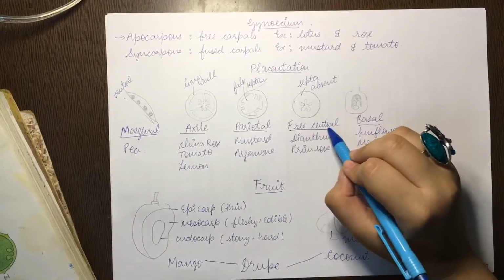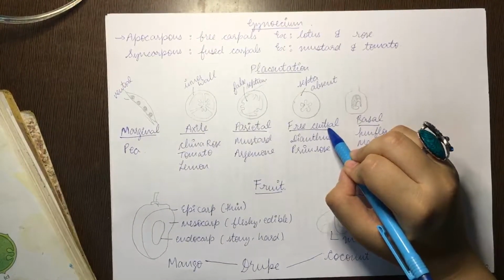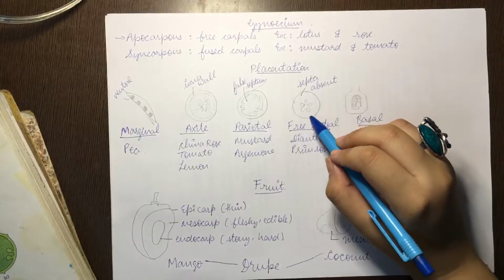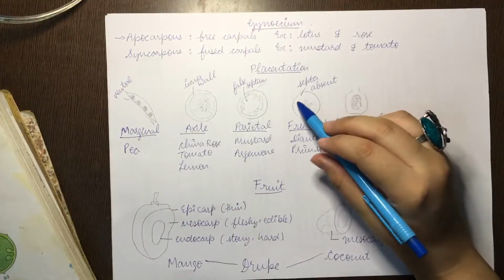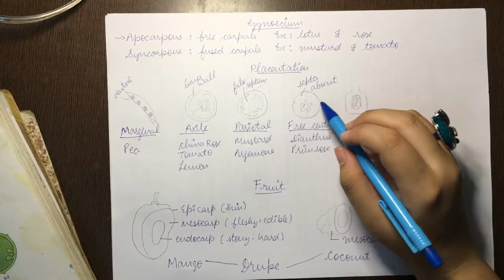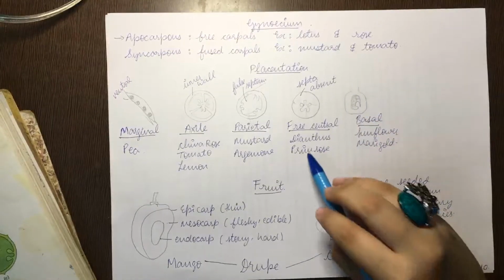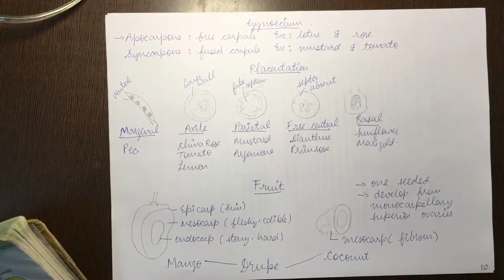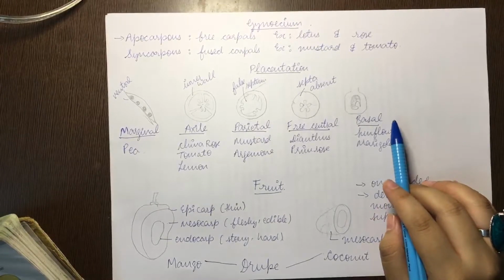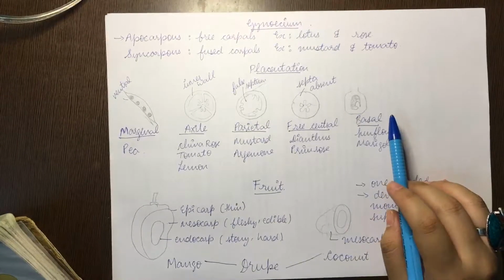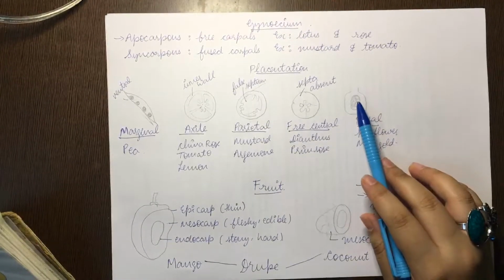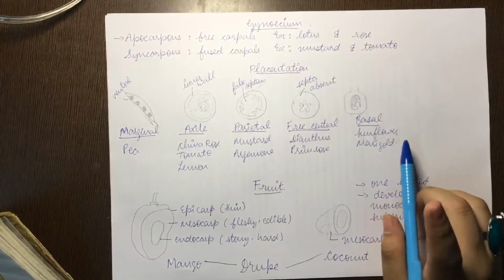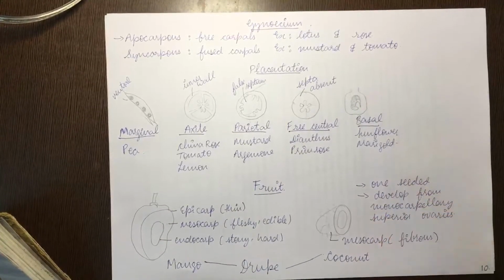Next is the free central. The ovules are borne on the central axis and the septa are absent. There is no division as such. Example: dianthus and primrose. In basal placentation, the placenta develops at the base of the ovary and a single ovule is attached to it. Example: sunflower and marigold.